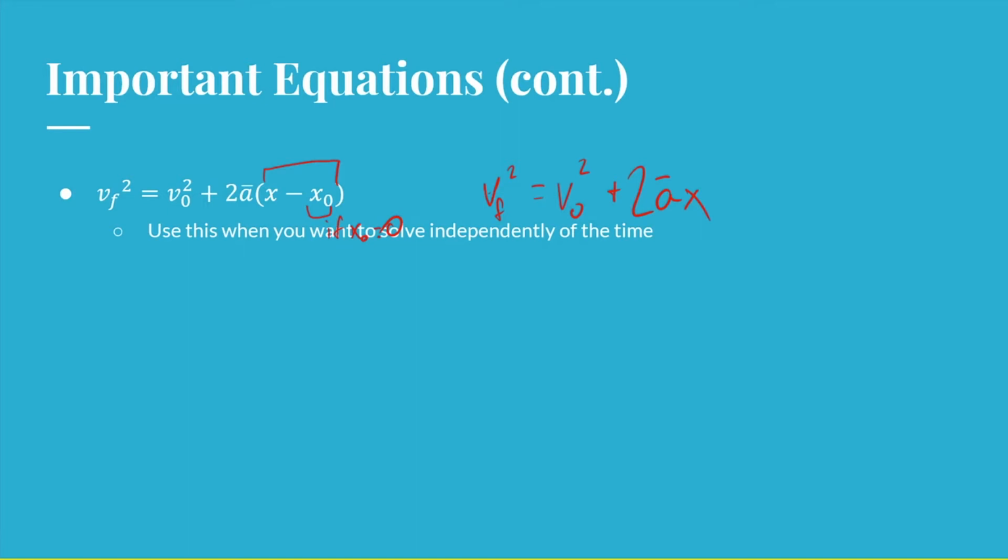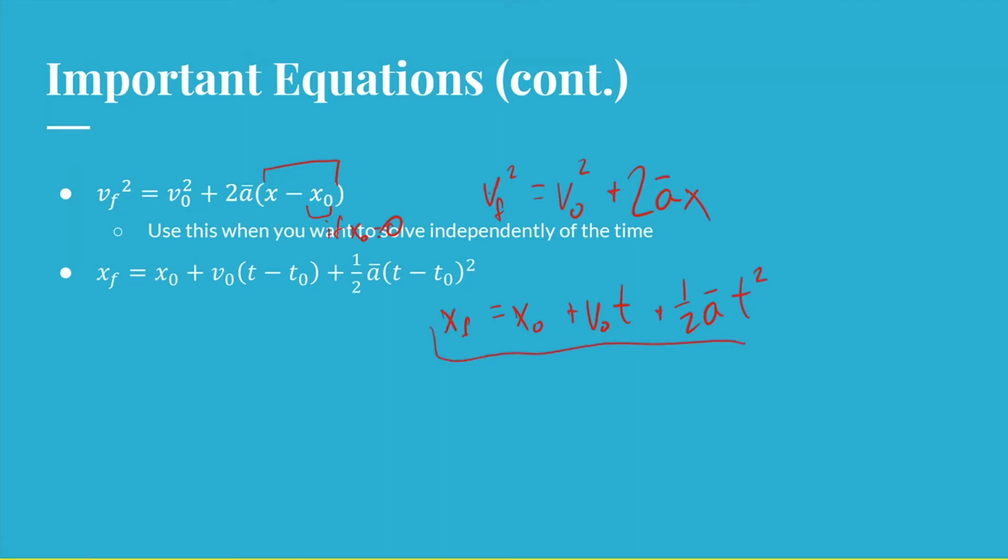And finally, the most important equation, the one where all these other ones come from, is this equation right here. If we set our t0 equal to 0, then we have x final is equal to x initial plus v naught times t plus 1/2 average a times t squared. This right here is a quadratic equation.